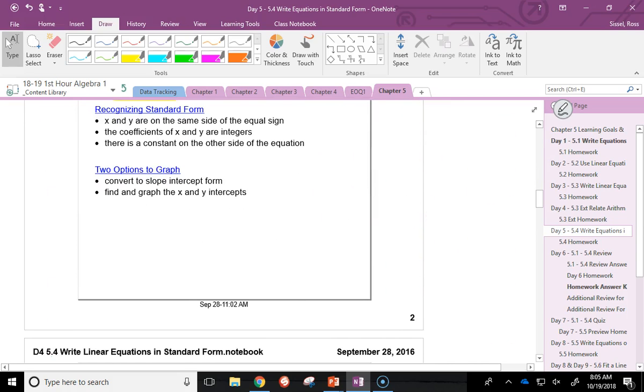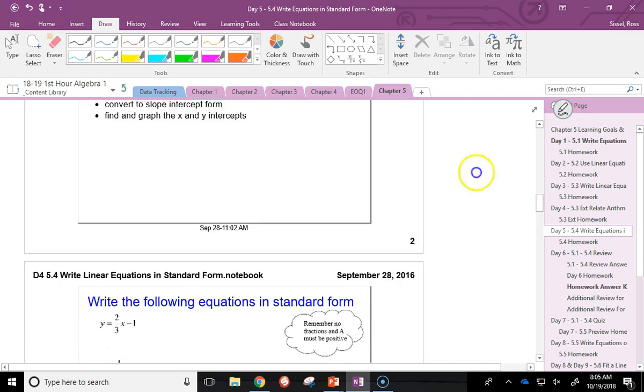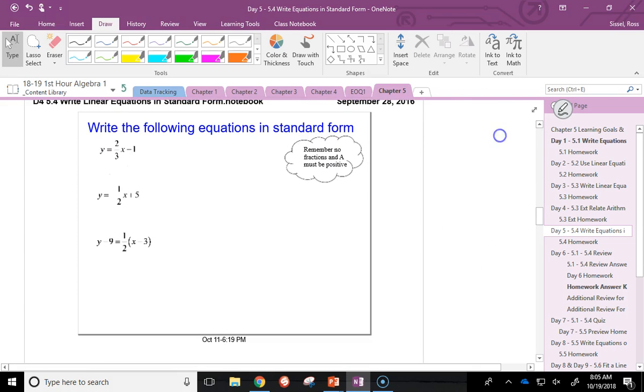Two options to graph, which we would write down. We just said convert to slope-intercept form, and find and graph the x and y intercepts. So we've done this. We should be okay there so far. Here's where it's going to get a little bit tricky.